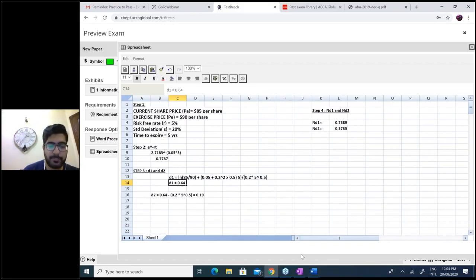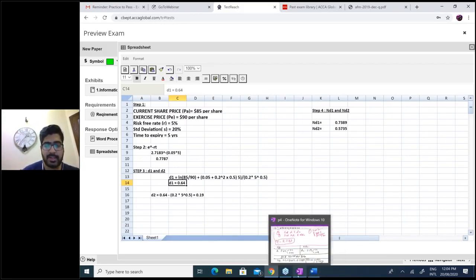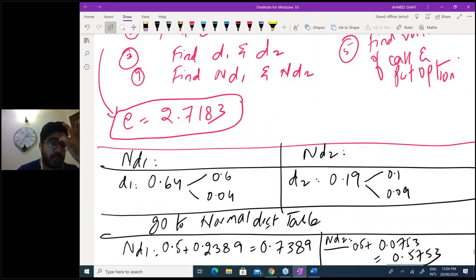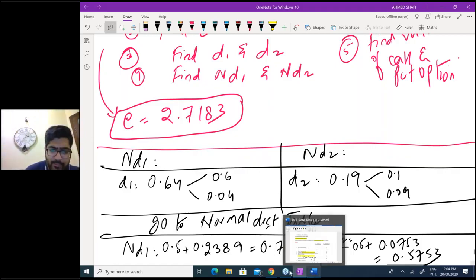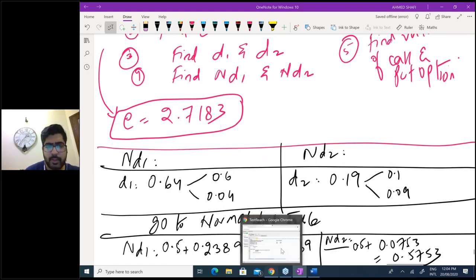ND1 and ND2 is a bit tricky. For ND1 and ND2, I told you that you need to find D1 and D2. D1 is 0.64, D2 is 0.19. Break into 2 decimal and 1 decimal. 0.64 is broken into 0.6, 0.04. 0.19 is broken into 0.1 and 0.09. Go to the distribution table to get 0.6 and 0.04 and 0.1 and 0.09. Know the relevant number. If your D value was positive, add 0.5 to the relevant number. If it's negative, deduct it from 0.5. Okay, now the last step, find the value of the option.